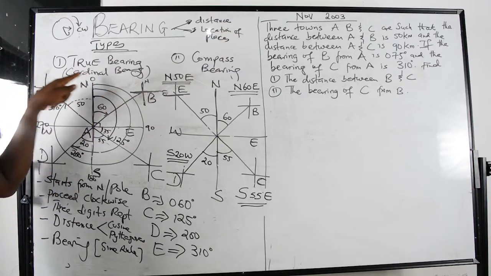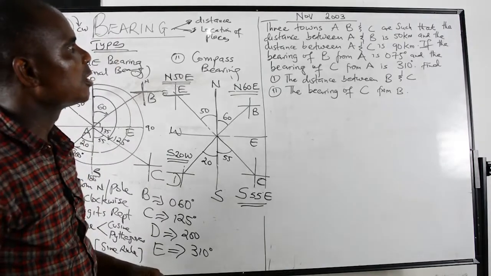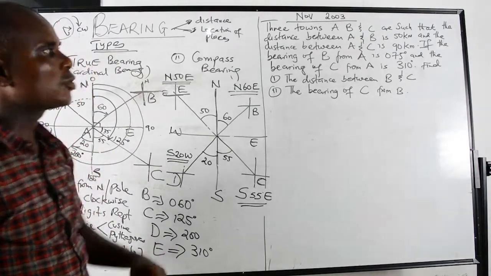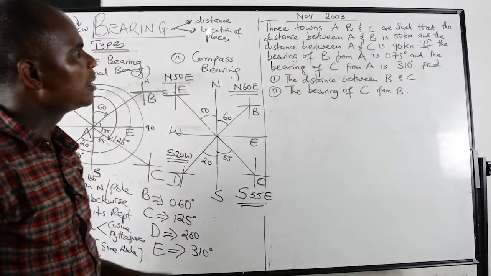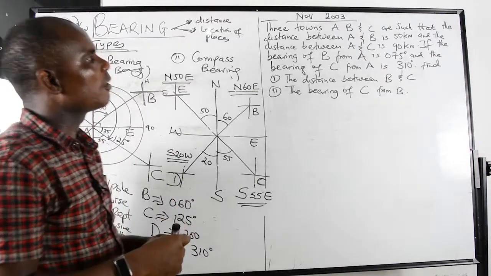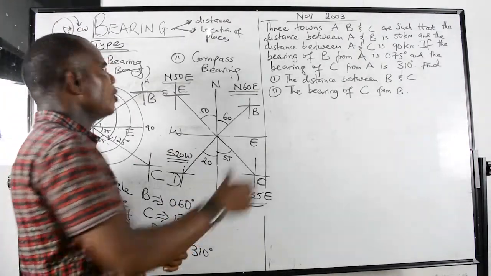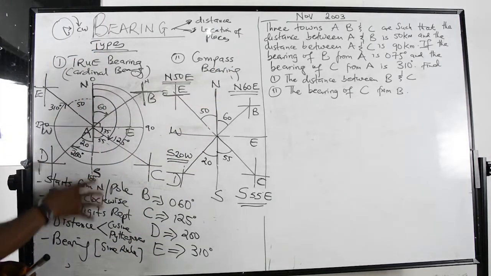Let's concentrate on the cardinal bearing, and we'll solve your private question, which is saying three towns A, B, and C are such that the distance between A and B is 50 kilometers and the distance between A and C is 90 kilometers. If the bearing of B from A is 070, so it's using 3-digit representation, so we are going to use this cardinal approach and we get there.